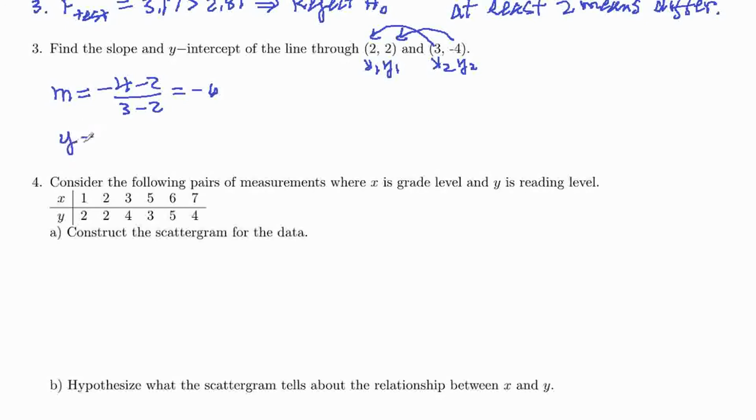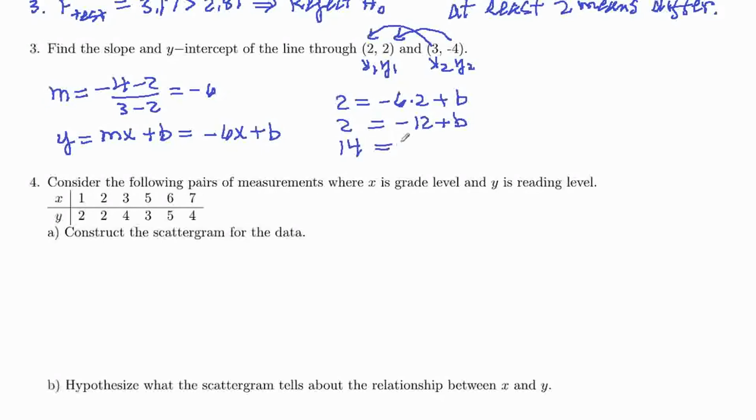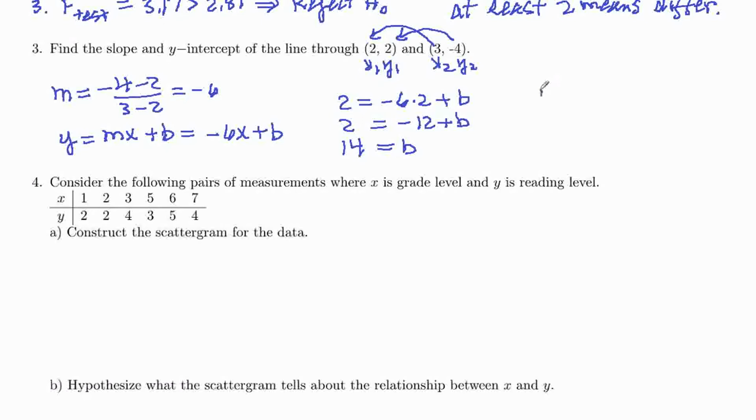And then to get your y-intercept, we'll plug that into y equals mx plus b. So we know our slope is negative 6, so negative 6x plus b. And then we can go ahead and plug either point in. Let's use 2, 2. So 2 equals negative 6 times 2 plus b. So 2 is negative 12 plus b. And then add 12 to both sides. So 14 equals b. So our line here then is y equals negative 6x plus 14. So a little bit of review there.